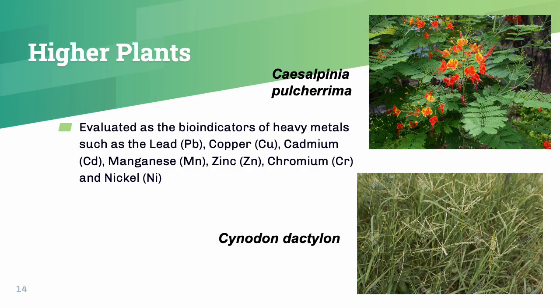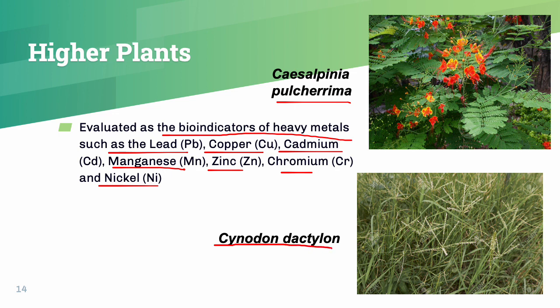So, we have here the Caesalpinia pulcherrima. It is evaluated as bioindicators of heavy metals such as lead, copper, cadmium, manganese, zinc, chromium, and nickel. So if nakita nyo ang isang lugar na may mga ganitong klaseng mga halaman, we have Cynodon dactylon, that is an indicator na mataas yung heavy metals doon.